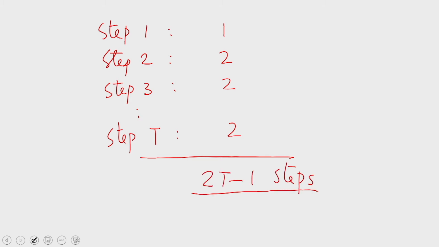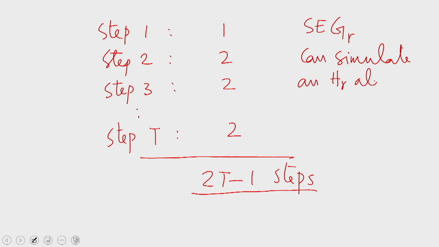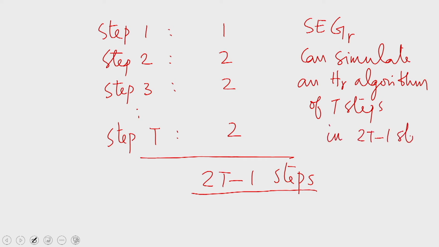What this concludes is that SEGR can simulate an HR algorithm of t steps, that is, the algorithm takes t steps on HR, in 2t minus 1 steps. So, SEGR is quite versatile indeed. Normal hypercube algorithms can be simulated on SEGR in nearly double the time. Now, let us prove that shuffle exchange graphs are universal as well.